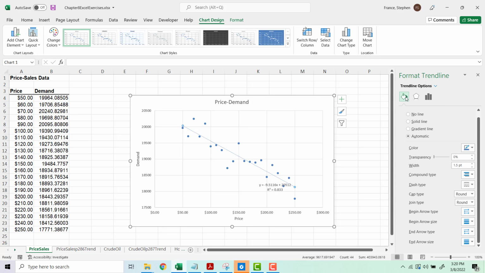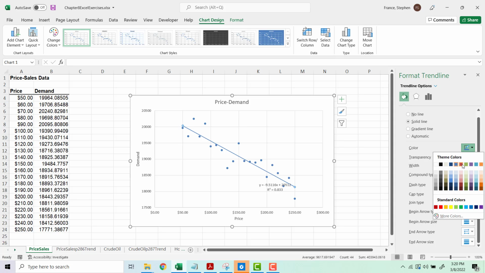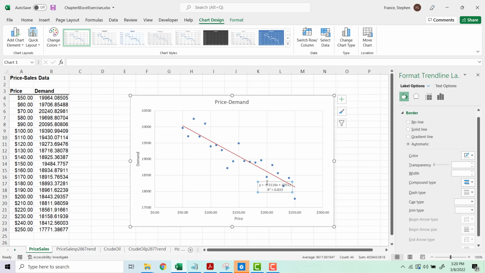Let's just go back to the color, the dash type, because the book had a solid line. But yeah, let's make it a slightly different color from the dots. Let's make it a nice red color. So there we go. We have the price demand. And I'm going to move this up to the top.